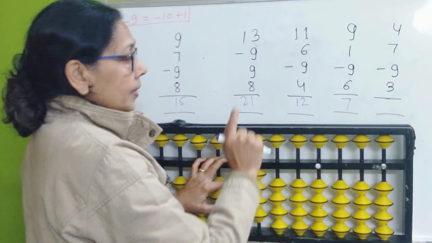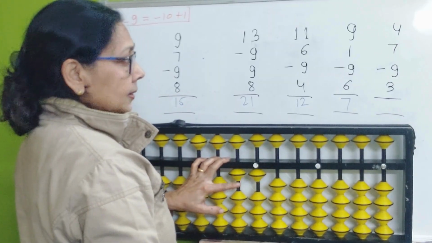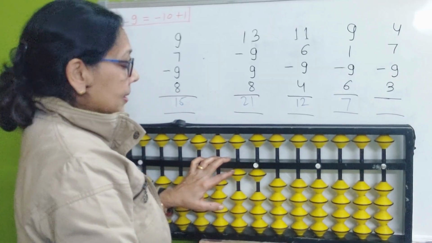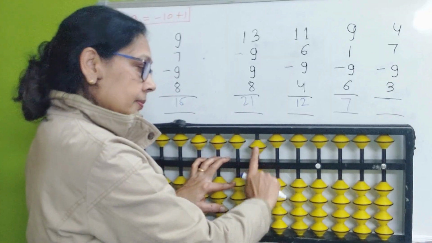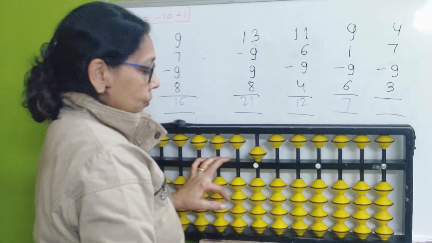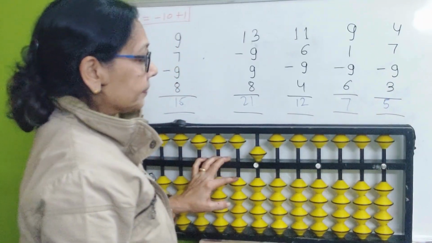4. 7. Less 3, add 10. Less 9. Less 10, add 1. 3. Add 5, less 2. Okay. We added 2 here. Answer is 5.